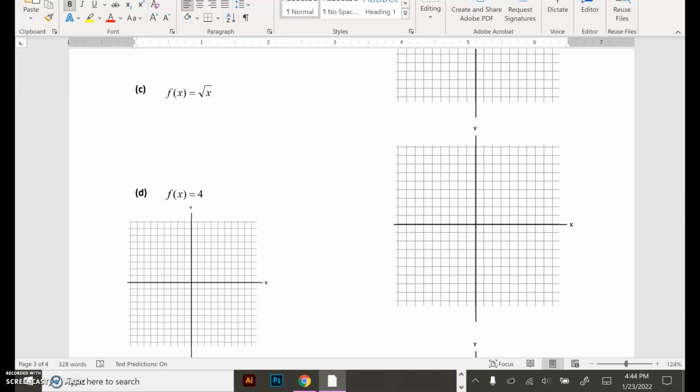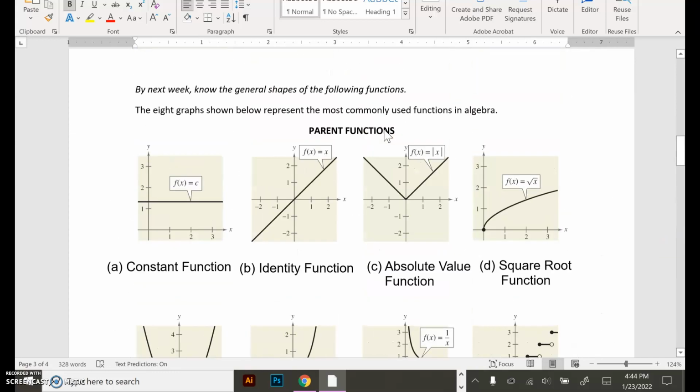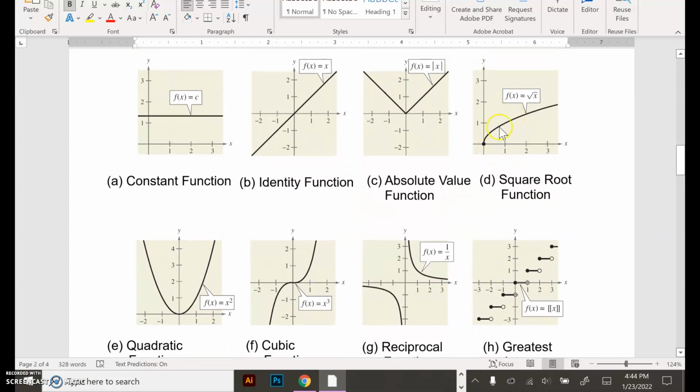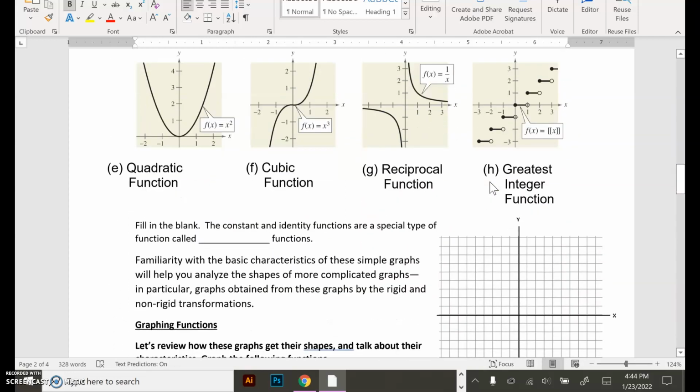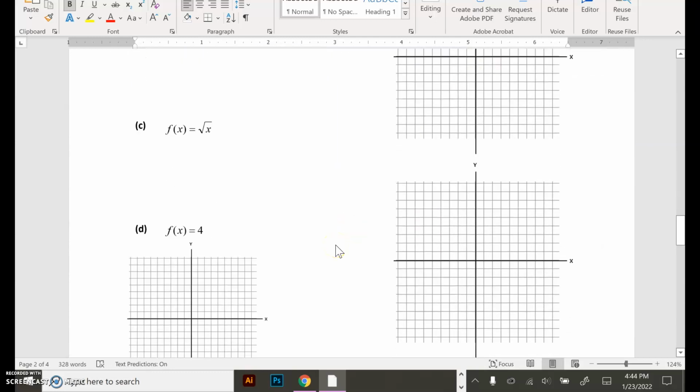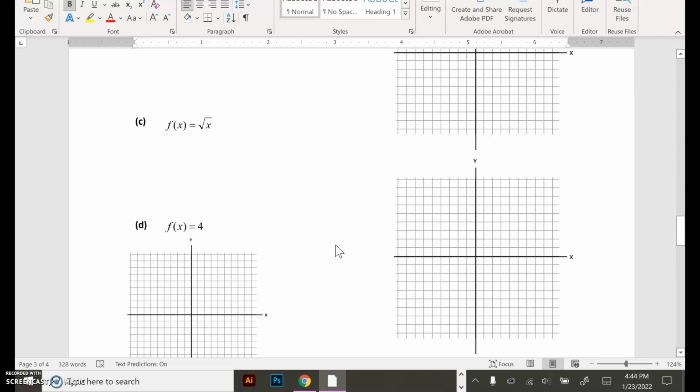So let's graph the square root of x. All right, we already know how the graph of the square root of x looks, right? If you scroll to this page, you see that the square root of x looks like this. So what we're trying to do is determine how this graph, this function, gets its shape, right?